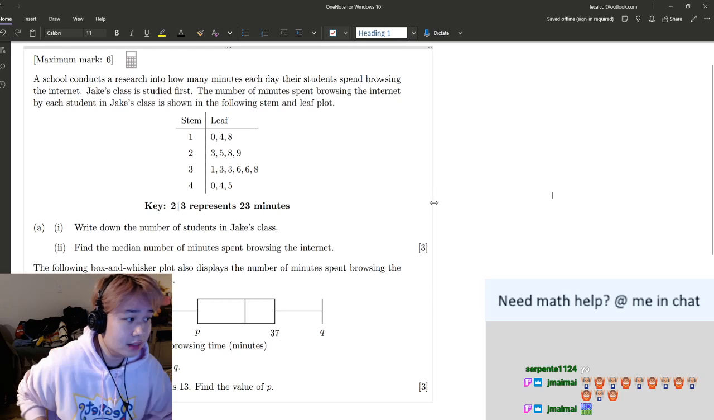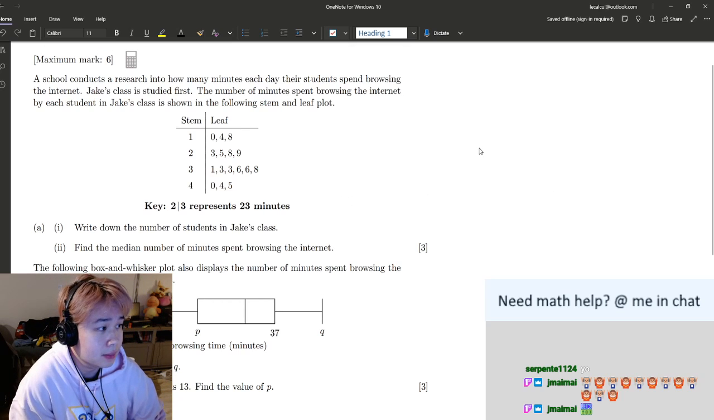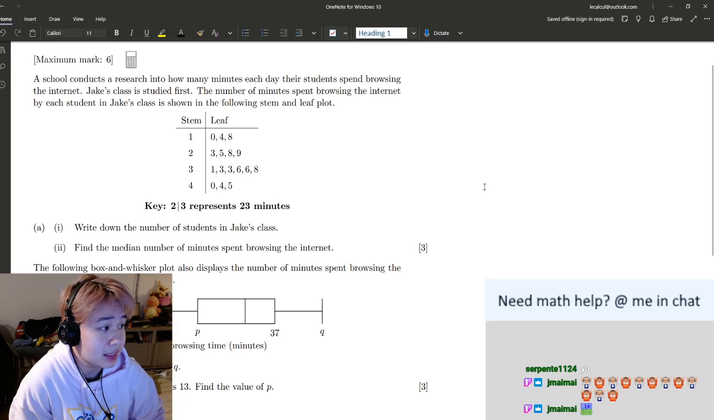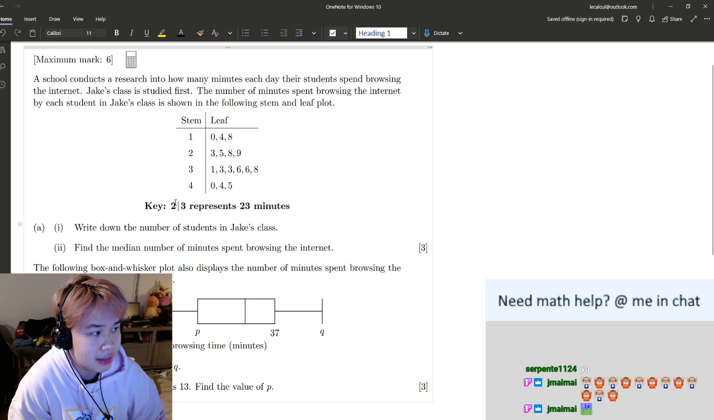But anyways, okay. So here's the first question. We have a school conducting research into how many minutes each day their students spend browsing the internet. Jake's class is studied first. Here are the number of minutes of each student represented in a stem and leaf plot. Man, I hate stem and leaf plots. So basically, they give you an example of how it works. If the stem is 2 and the leaf is 3, then that represents 23 minutes.